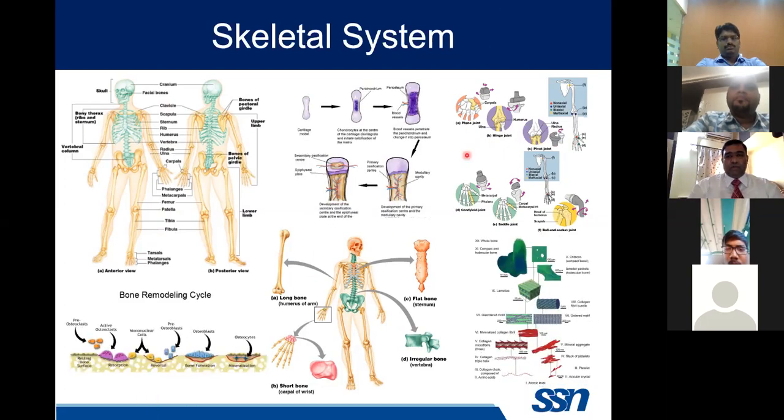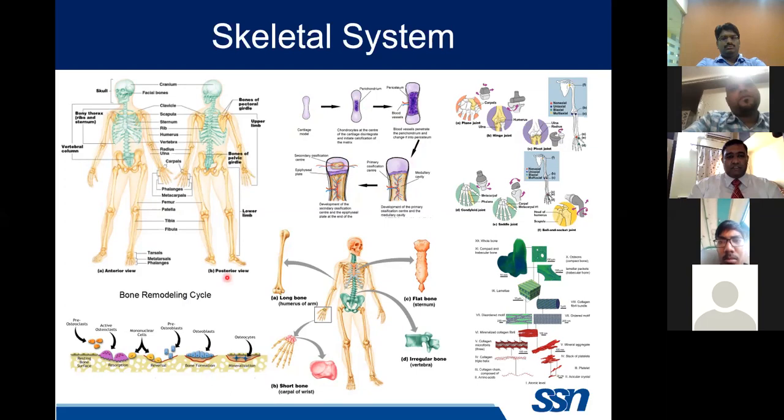Now about the physiology of the skeletal system. So how a bone is mineralized, how a bone is formed. There is a primary cartilage model which slowly gets mineralized, and we form bone. From primary centers, then there are some secondary centers, calcification centers, ossification centers. This is how the bone is formed.